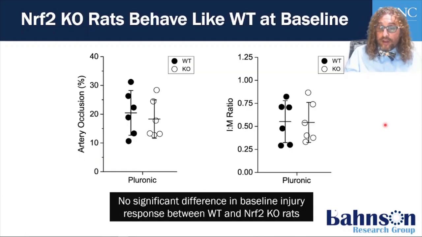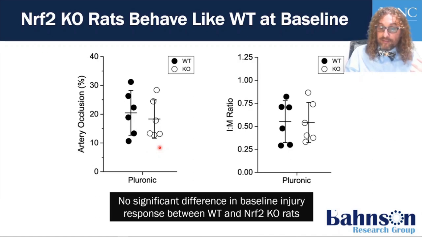So the first thing that I'm showing you is the comparison of these wild type and knockout rats at baseline without any treatment of cinnamic aldehyde. We needed to know that the knockout rat, which has not been used for this model before, to our knowledge, actually behaves the same at baseline. And as you can see here, the artery occlusion that we induce and the I to M ratio that we induce with balloon injury is the same in the wild type and the knockout rats at baseline.